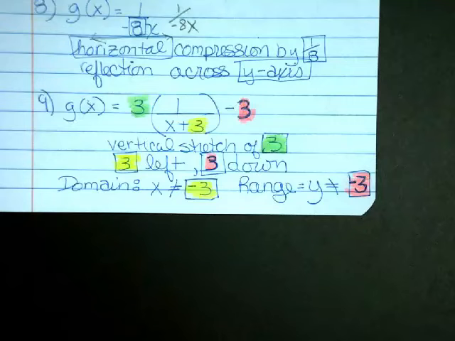So the graph for number 9 depends on A, H, and K. A is the green 3. It is not negative, so that means our curves are going to be in region 1 and region 3.